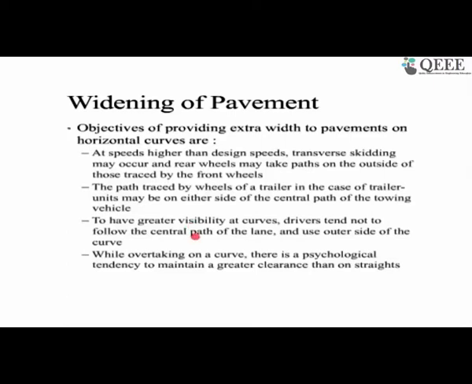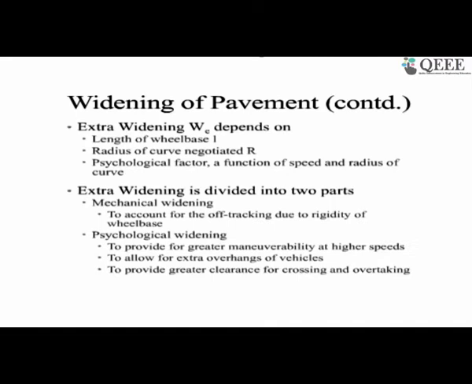The vehicles, when they are overtaking each other, want to keep more distance than what they are used to keep in a tangent section, because here the control of the vehicle matters. So these are the various factors why we need the widening of the pavement. Now how do we estimate this?